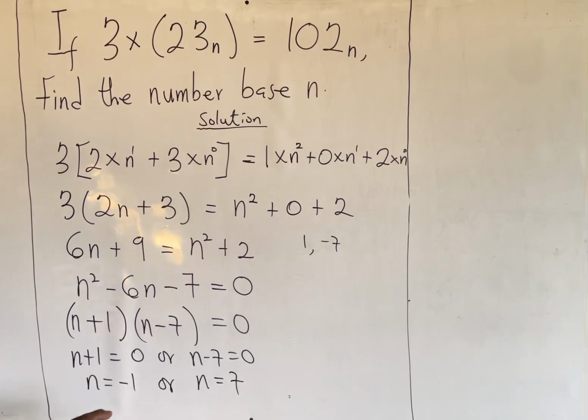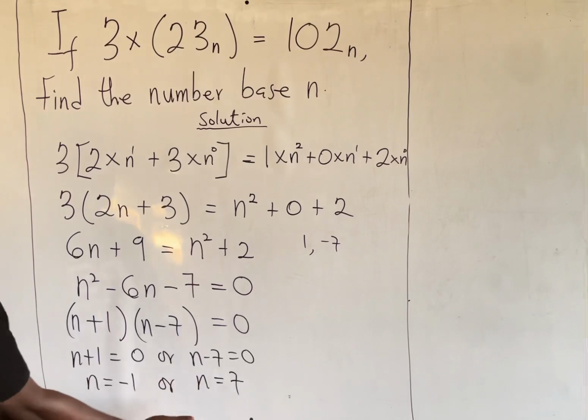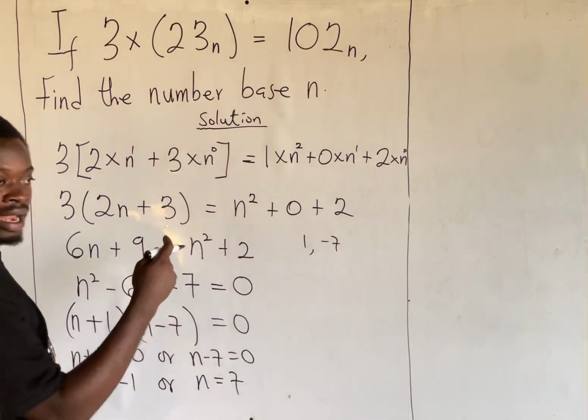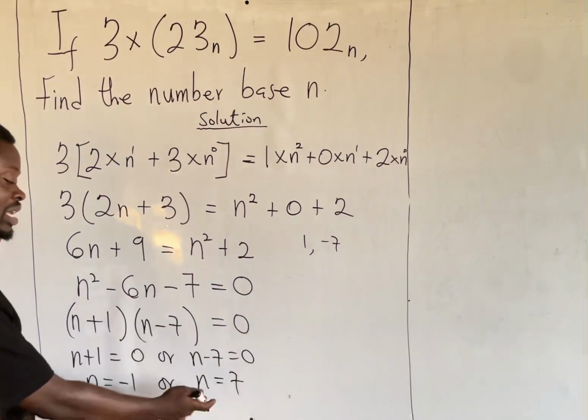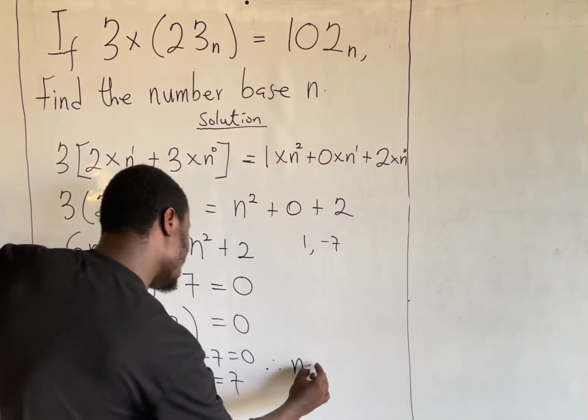So we have 2 numbers, n is negative 1 or n is positive 7. And then since a number base cannot be negative, we have to choose the positive answer. Therefore, we can conclude that n is equal to 7.